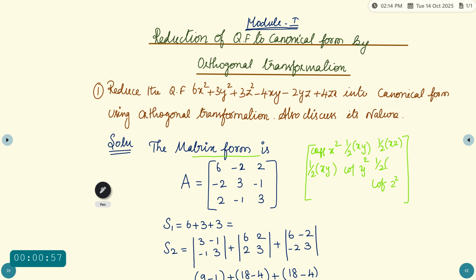1 by 2 coefficient of yz. Here 1 by 2 coefficient of xz, 1 by 2 coefficient of yz. This is the formula for matrix form. First you have to fill the diagonal elements: coefficient of x1 square, x2 square, x3 square, and then 1 by 2 of the cross coefficients. This is xy. You have to write clearly x, y, z. Here x, y, z.